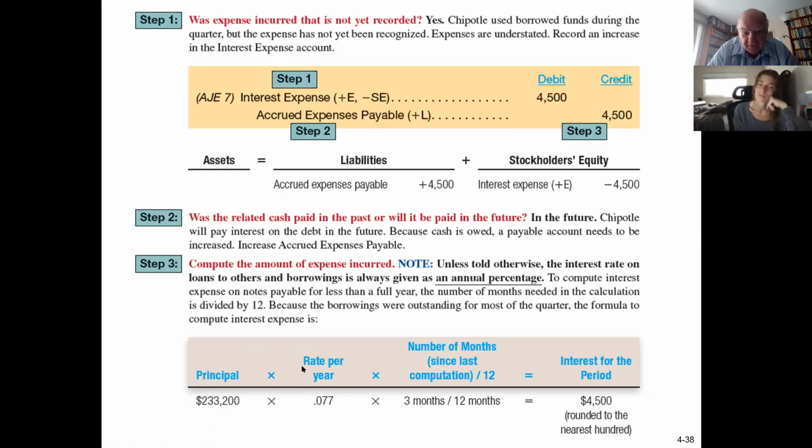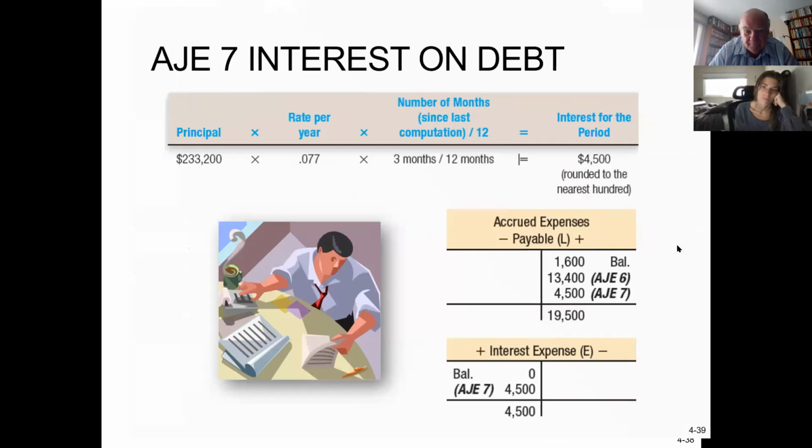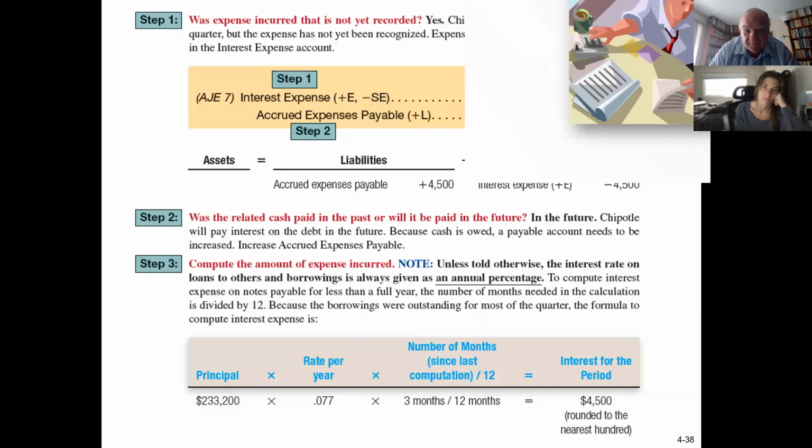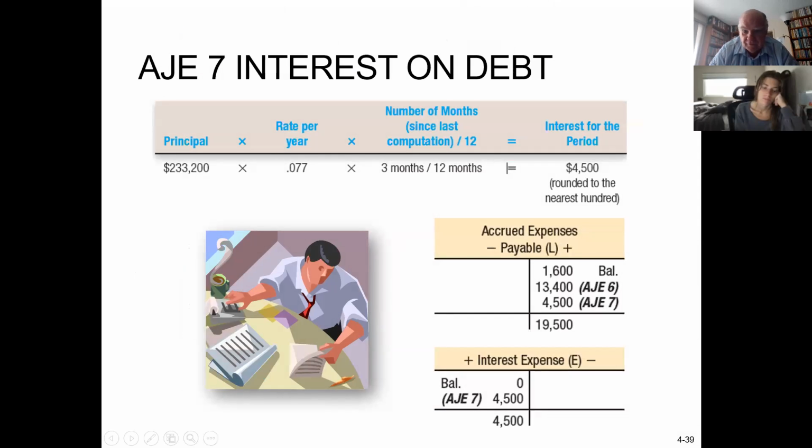All right. Look at our calculation. 233,200 times 0.077, 7.7%. You move the decimal 2 points over to the left and multiply it out. And here they're showing you the general ledger again. They had 1,600 already in accrued expenses. We had the 13,400, the 4,500.